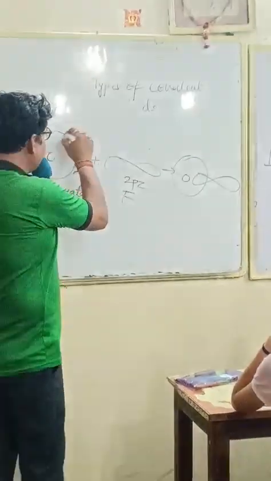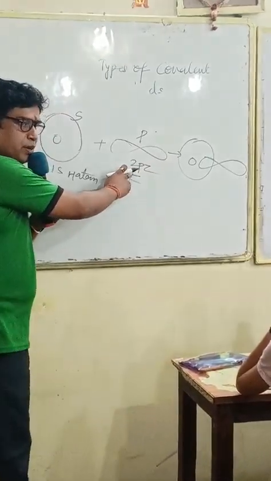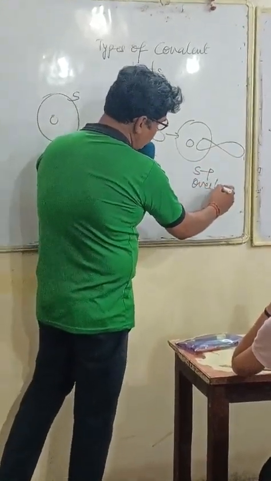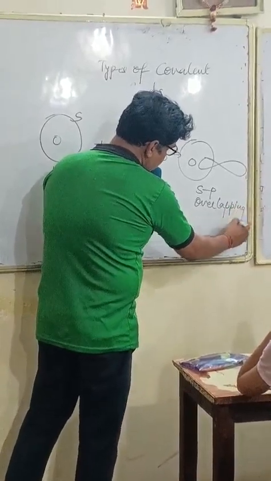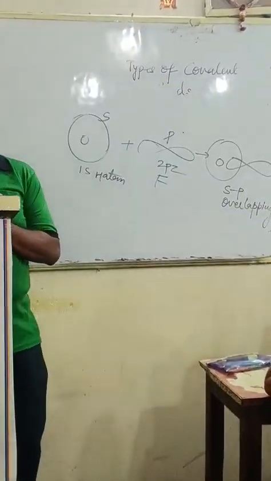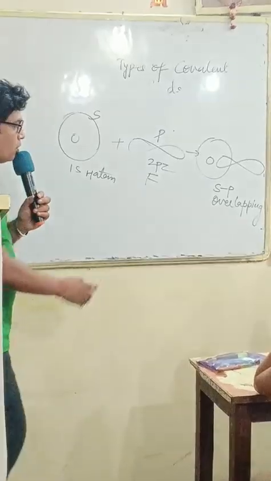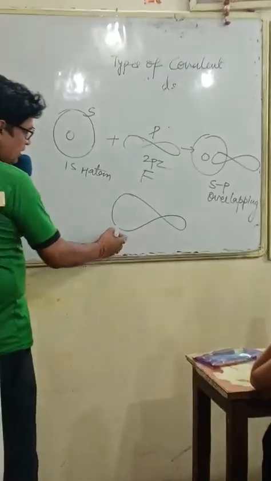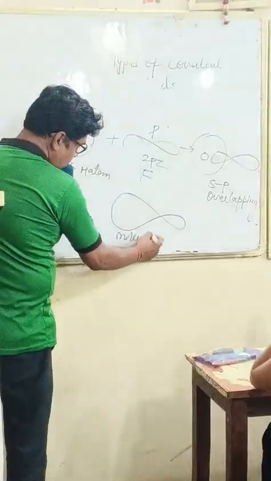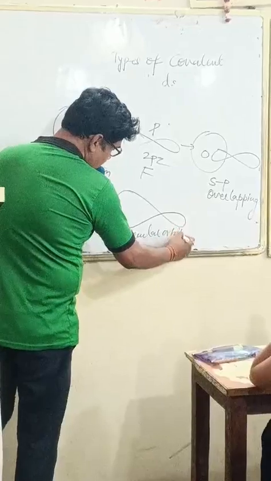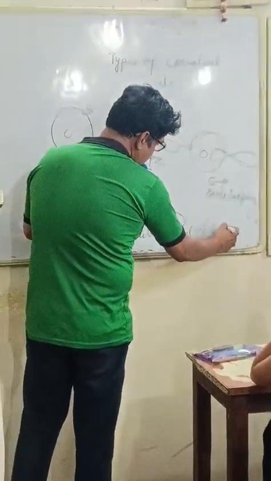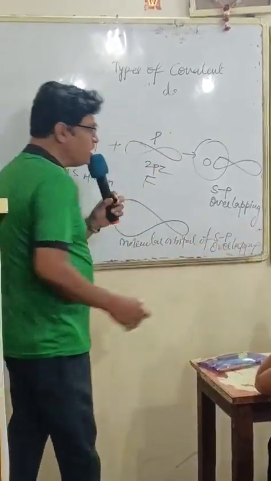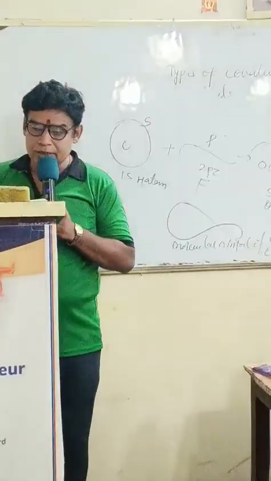ये एक s orbital और ये कौन सा orbital? p orbital. So this type of overlapping is known as sp overlapping. और इसका molecular orbital कुछ ऐसा बनेगा, ये देखिएगा और याद रखिएगा. This one is the molecular orbital of sp overlapping.